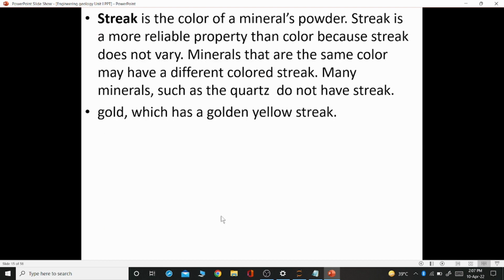Now streak is the color of a mineral's powder. When a mineral is broken down to powder, the color which we get is called streak. Streak is a more reliable property than color because streak does not vary. Minerals that are the same color may have different color streaks. Many minerals such as quartz do not have a streak. Gold has a golden yellow streak.